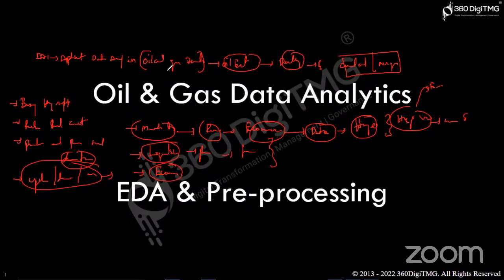We have seen that before processing this and building a machine learning model, we have to look into our data. We have to find the trends and patterns in my data. We call it descriptive analytics and descriptive statistics, and these are very important.